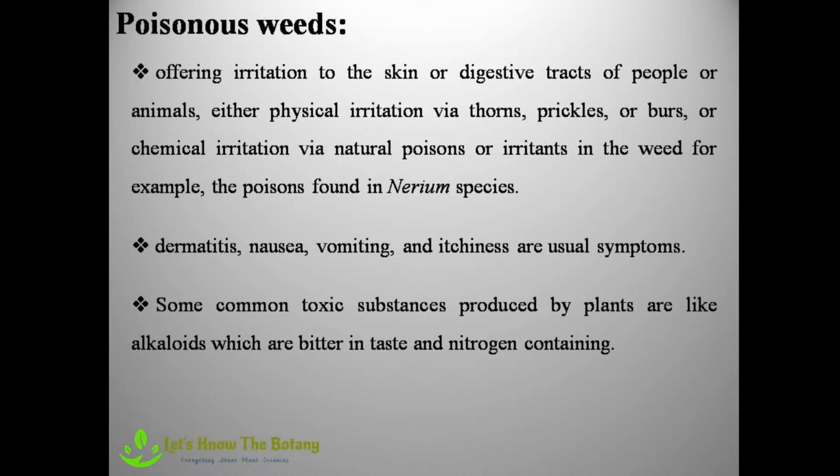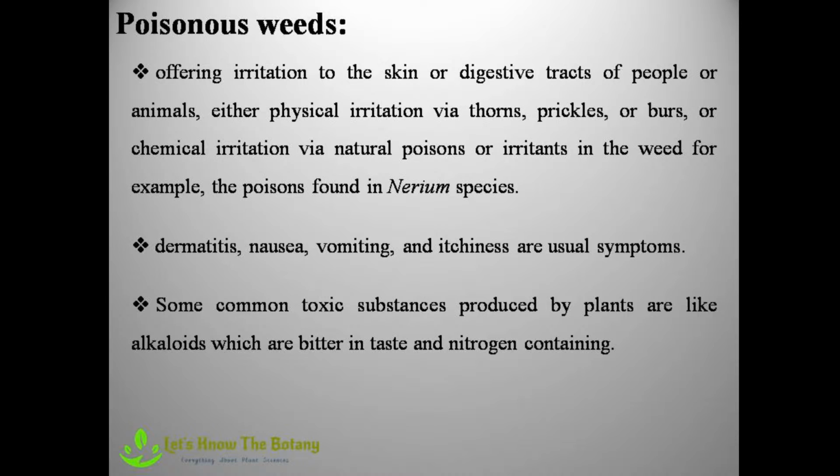They cause physical irritations via thorns, prickles or burrs, or chemical irritations via natural poisons or irritants in the weeds. For example, the poisons found in Nerium species: because the Nerium plant is poisonous, domestic animals or livestock do not eat it. Dermatitis, nausea, vomiting and itchiness are some usual symptoms produced by these weeds in humans and animals.